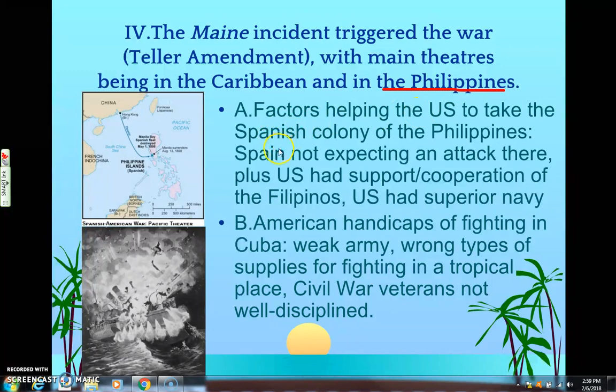some reasons that we're going to attack there. One, Spain is not expecting an attack there. Spain, this is the Philippines. You will notice that it is very close to China, so we're way over on the other side of the Pacific Ocean. It's a long ways away from us, let alone Spain. They had influence there for quite a while.